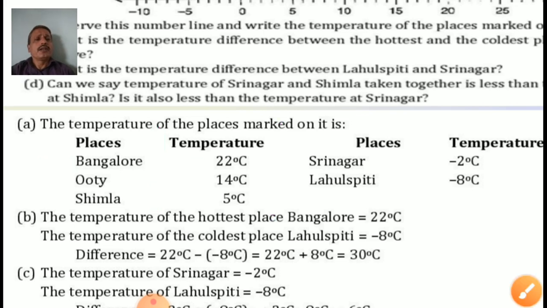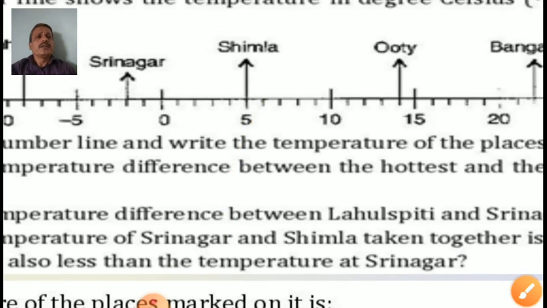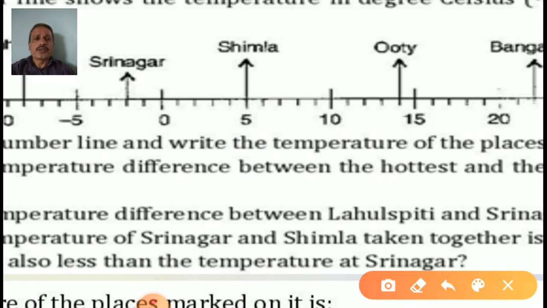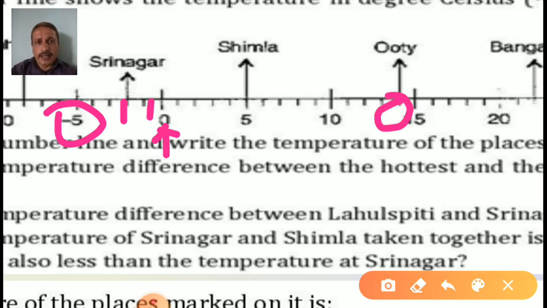Can you see this one in a large way? See, Shimla has 5 degrees, it's positive, and Srinagar has -2 degrees. See students, here is -5 and this is 0, isn't it? So after 0, 1 and 2, that's -2 degrees, the Srinagar temperature. Same way, Ooty is showing 14 degrees centigrade. Understood? So you can make the table for the first question A.